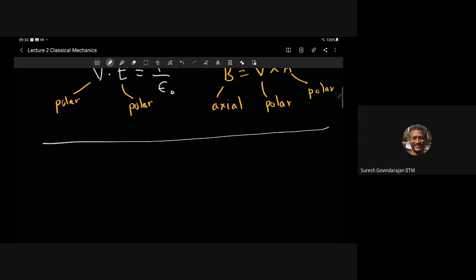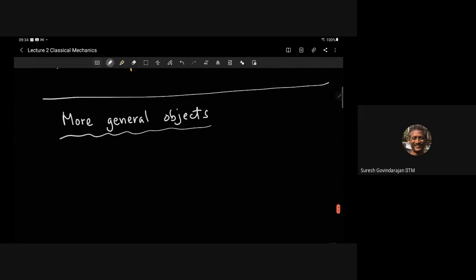Okay, I guess not. So we can construct more general objects. And so these are objects which will have, okay, we'll define them. Sir, why is it called polar and axial? My history is not very strong. These are historical things.